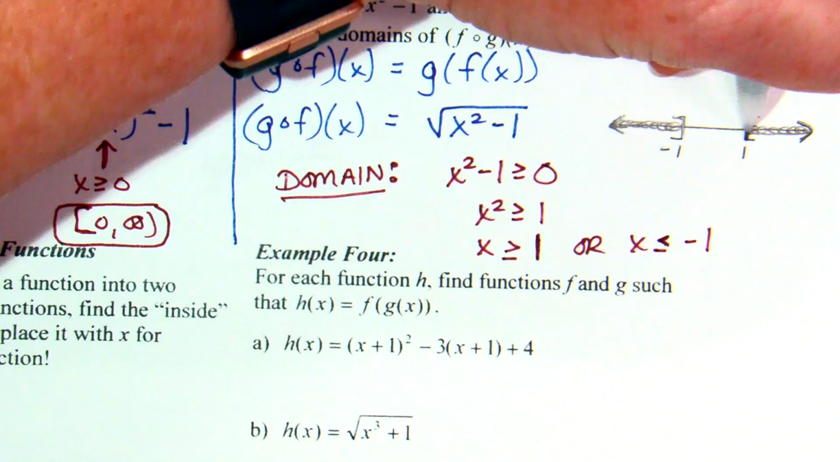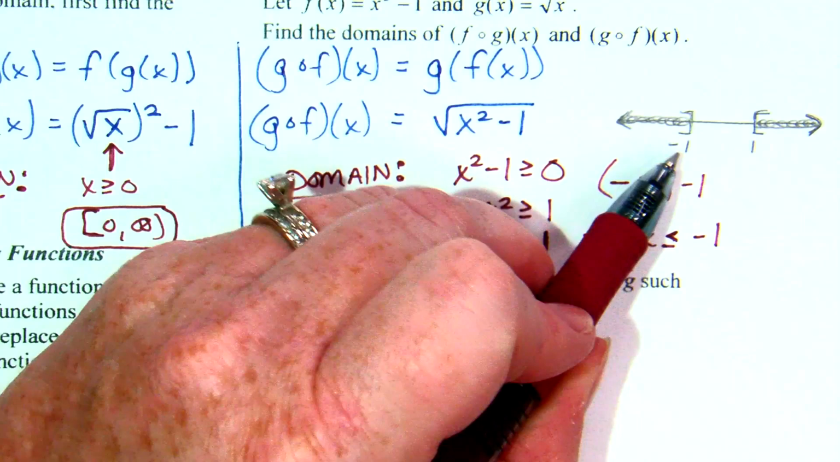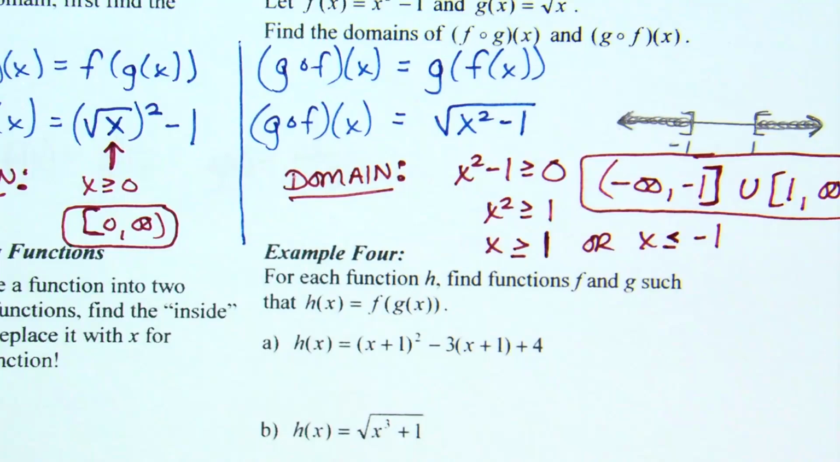So, what is my interval notation here? Starting where? Negative infinity to negative 1. Negative infinity, always parentheses. Negative 1 in this case? Bracket. The gap we represent with U for union, and then? Okay, bracket 1 to infinity.